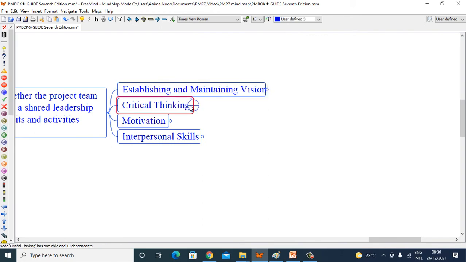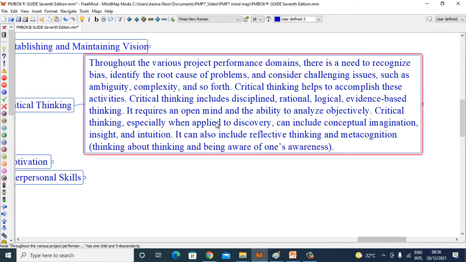Critical thinking. Throughout the various project performance domains, there is a need to recognize bias, identify the root cause of problems, and consider challenging issues such as ambiguity, complexity, and so forth. Critical thinking helps to accomplish these activities. Critical thinking includes disciplined, rational, logical, evidence-based thinking. It requires an open mind and the ability to analyze objectively. Critical thinking, especially when applied to discovery, can include conceptual imagination, insight, and intuition. It can also include reflective thinking and metacognition, thinking about thinking and being aware of one's awareness.